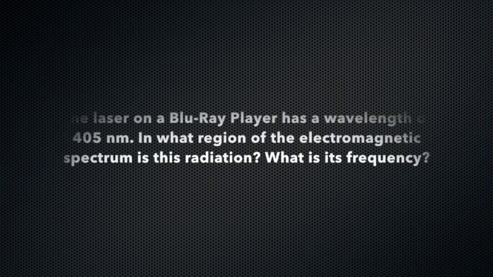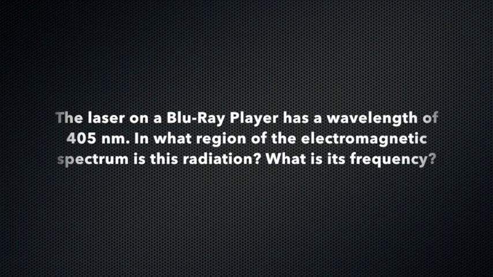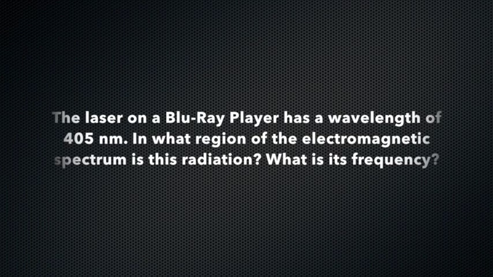The problem we will be explaining today relates to a Blu-ray laser. We will each explain how to approach this multi-phase problem in an organized way to break it down for you. Part A tells us that the laser on a Blu-ray player has a wavelength of 405 nanometers. In what region of the electromagnetic spectrum is the radiation?